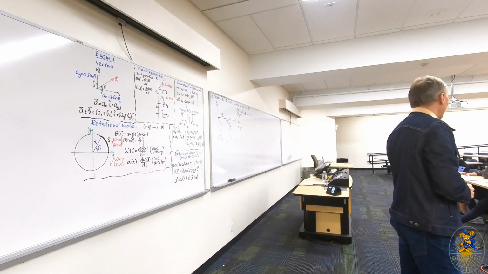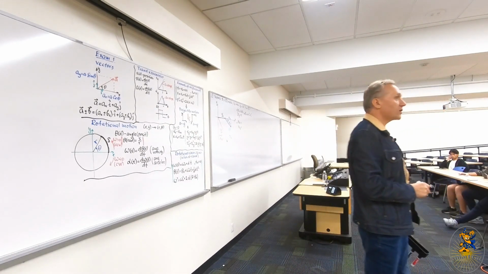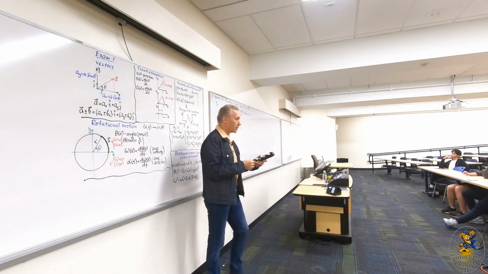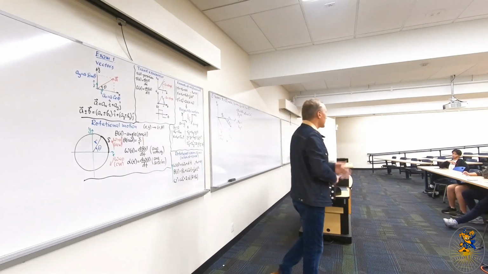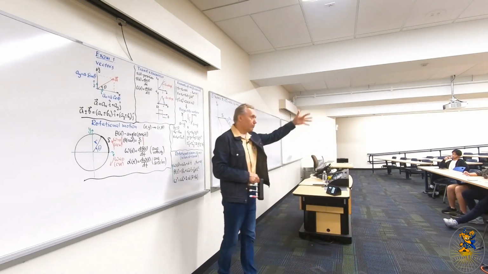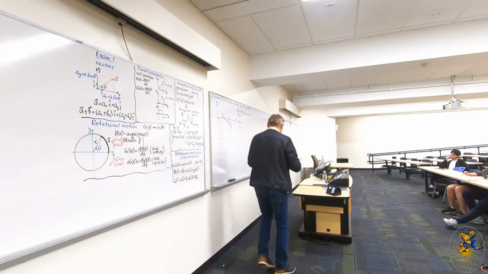Cosine, because we need to find the side adjacent to the given angle. So the cosine function must be used. Again, remember that. Lots of students still struggle with that, even in Physics 2. But I will keep bugging you until you remember that.